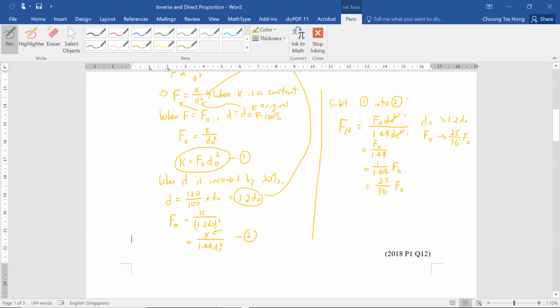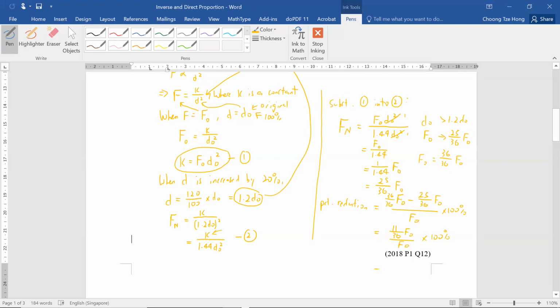Now we can calculate one final step, the percentage reduction. The percentage reduction will be the original F minus the smaller, reduced F, divided by the original, times 100%. So F naught minus 25 over 36 F naught. F naught is 1 F naught, so it's actually 36 over 36 F naught, minus 25 over 36. Then you will get 11 over 36 F naught over F naught times 100%.